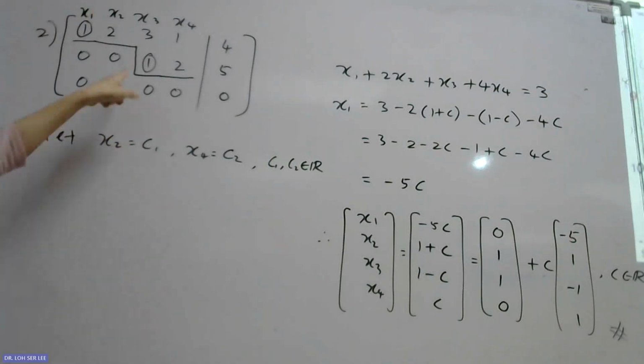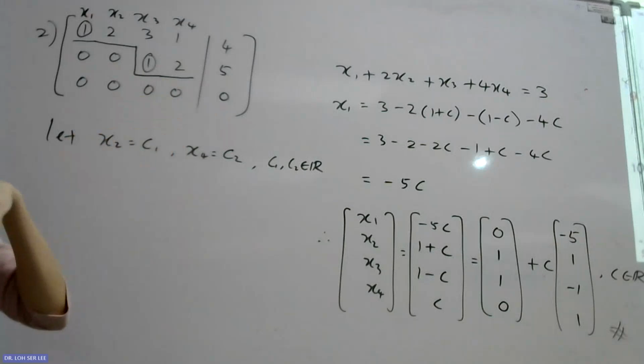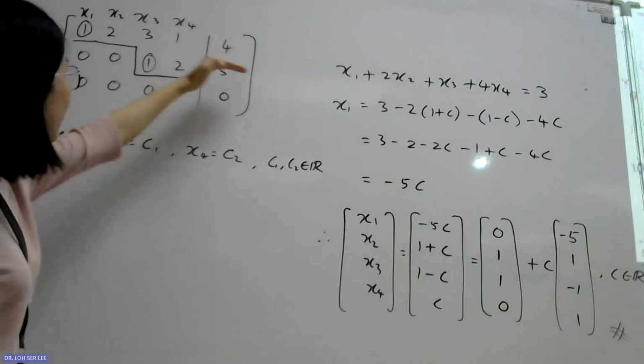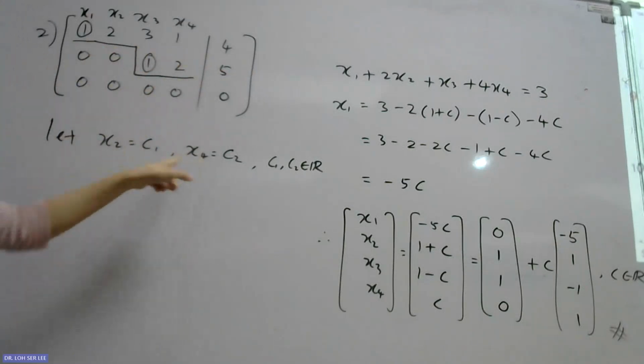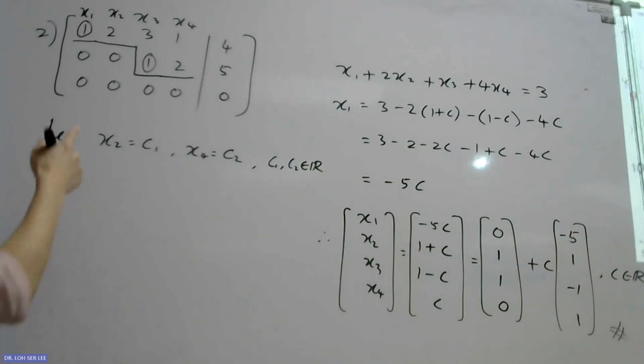Then backward substitution. Start from the second row. Form the equation from the second row. Substitute x4. Then solve for x3.